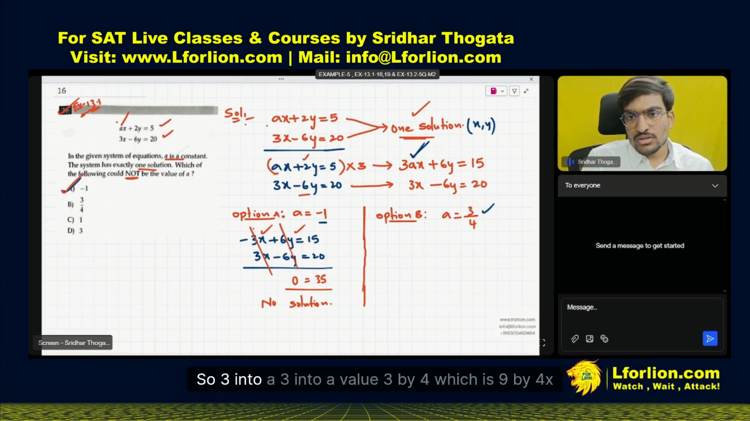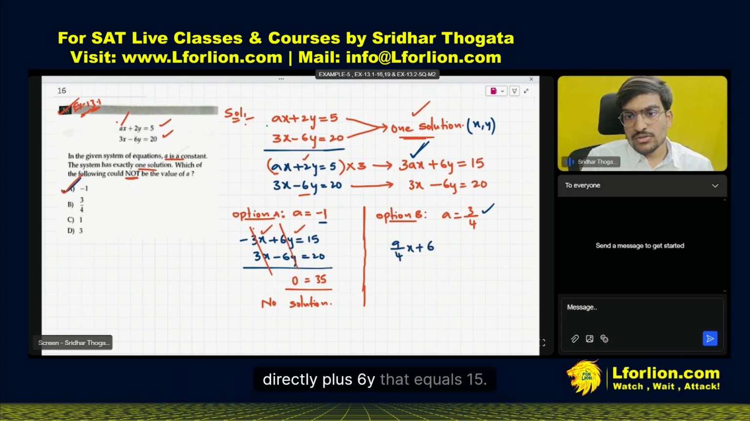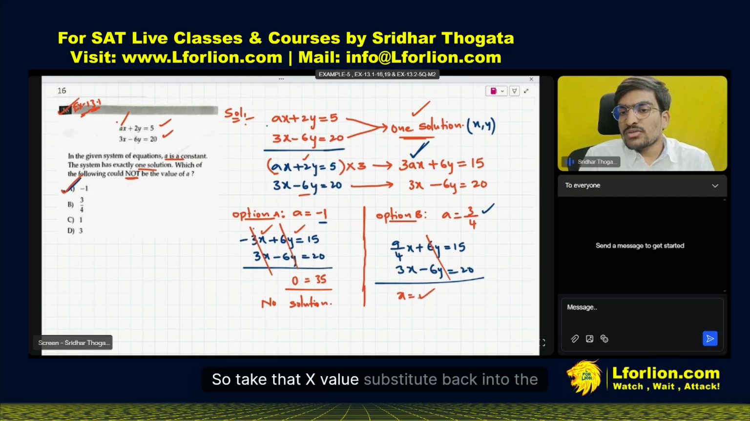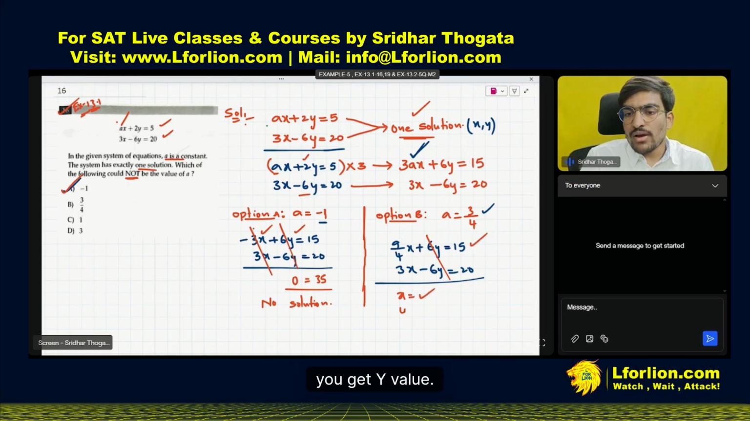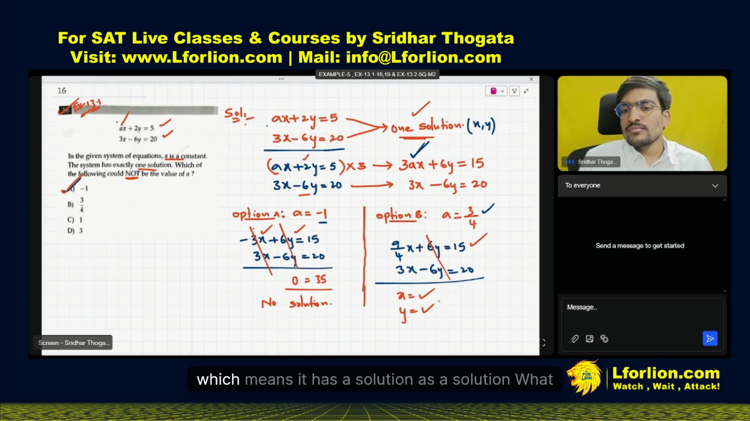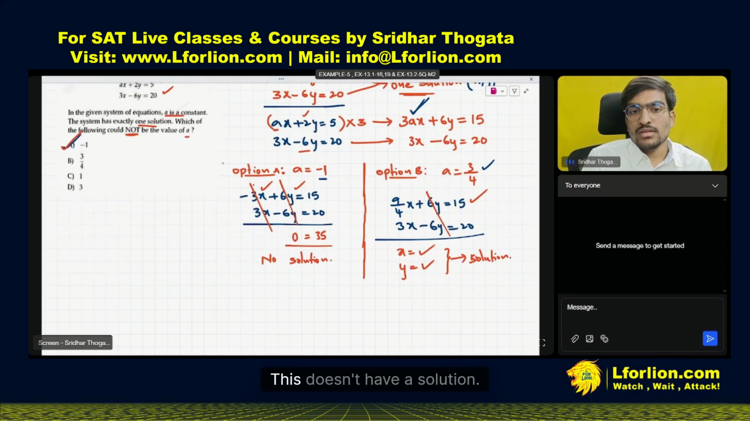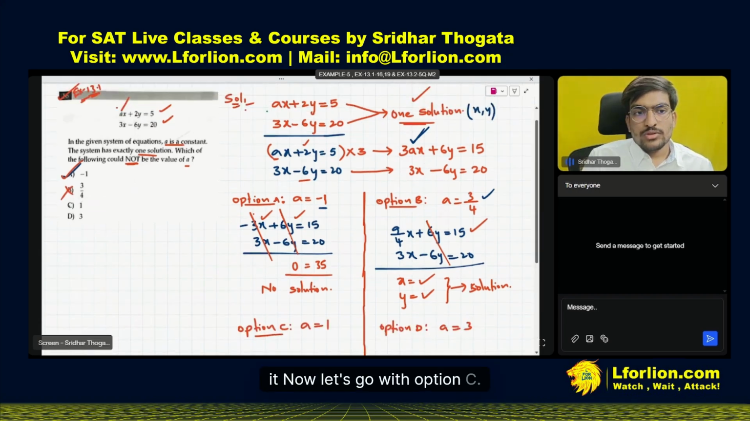So 3 into A value 3 by 4, which is 9 by 4x directly, plus 6y, that equals 15. 3x minus 6y, that equals 20. So on solving these equations, you get some x value. So take that x value, substitute back into the equation, you get y value. So you're getting some x value and y value, which means it has a solution. What we are looking for? We are looking for which of the following could not be the value of A. This doesn't have a solution, so that's why it's option A. It's not option B.